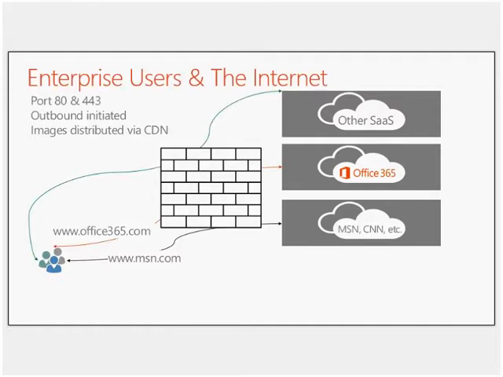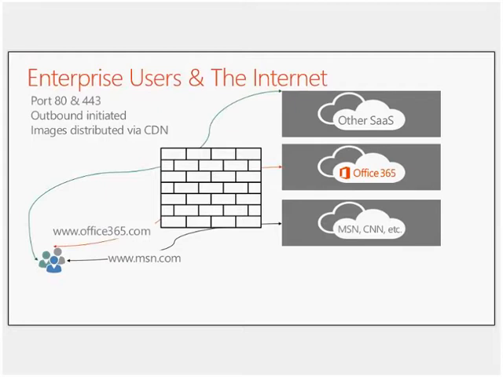So the main thing to look at, or what is filtering in general: if your users are here in your network on the left-hand side of the screen and they're trying to get to anything on the internet, whether that's an existing SaaS solution that your company's using, Office 365, MSN, CNN, whatever. They're all coming from your network through your firewall, the internet to get those things. And most of those connections are over port 80 and port 443. They're outbound initiated, so the users on your network initiate those connections.